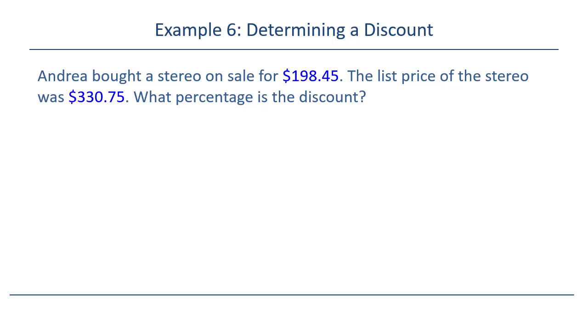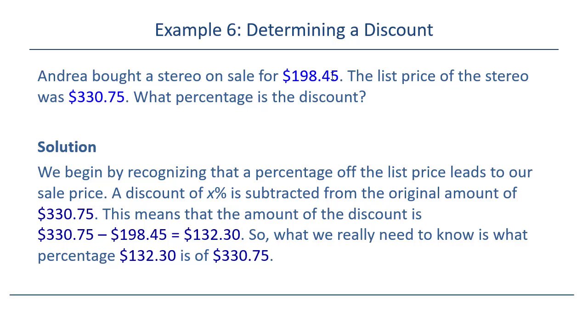But you can save yourself a step by just doing the 100 minus or 100 plus technique. So for instance, if she bought a stereo on sale and the list price was $330.75, and you want to figure out what percentage is the discount, well, this is the 100%. This is what it is afterwards. It's going to be some other percentage. Well, you can just simply figure it out by doing the difference and go, okay, there was that much off, and then figure out what percentage that is of the starting point.